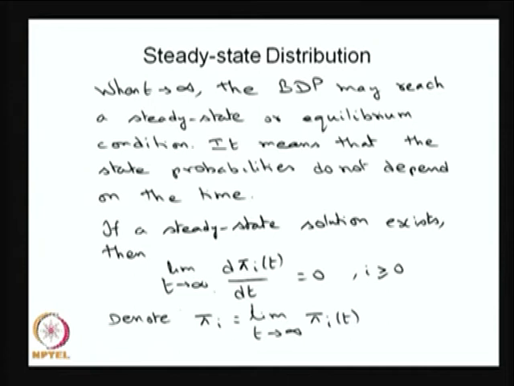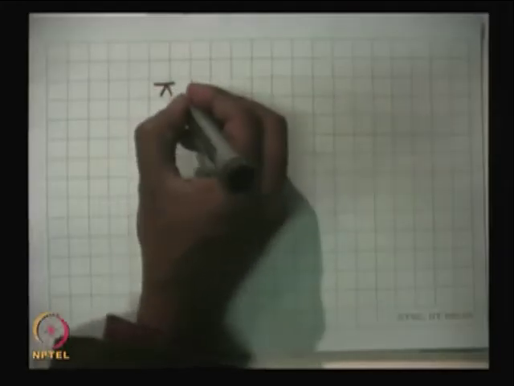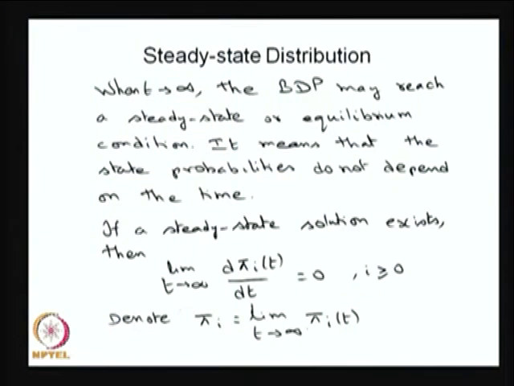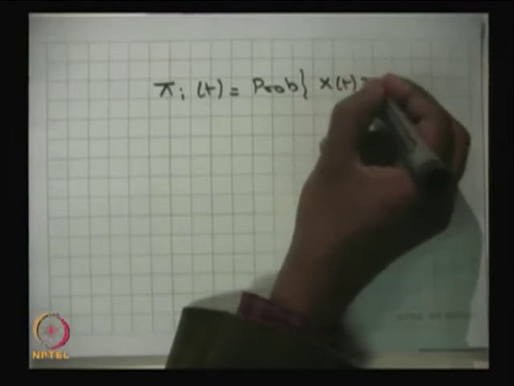Since the state probabilities do not depend on time t as t tends to infinity, I can write pi i as the limit t tends to infinity of pi i of t. This is different from the way we discussed earlier, the conditional probability p i j of t. But using p i j of t, one can find pi i of t. That is nothing but the pi i of t that I gave in the first lecture for the CTMC. The pi i of t is the probability that the system will be in the state i at time t.